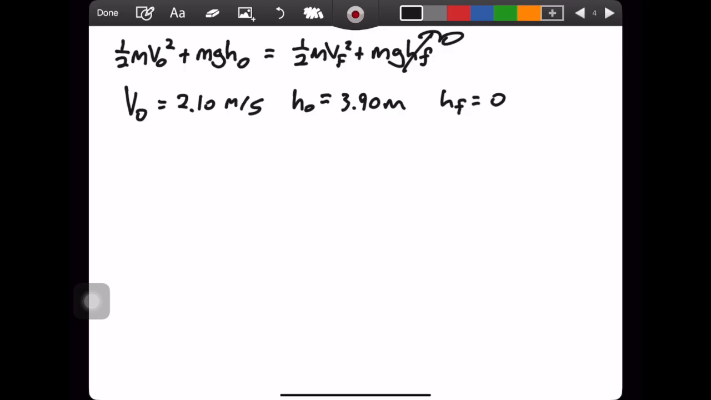And again, the name of the game is solving for the velocity when the diver splashes into the water, which is this term right here. All 3 of these terms have masses, so if I divide by mass, those terms go away. Then I have 1/2 v initial squared plus g h naught is equal to 1/2 v final squared plus 0, because that term vanished since the height was 0.